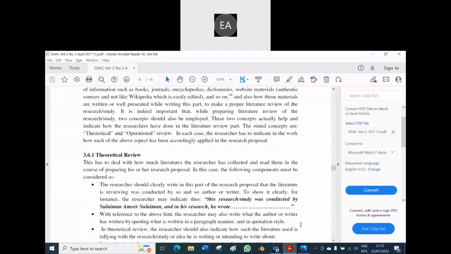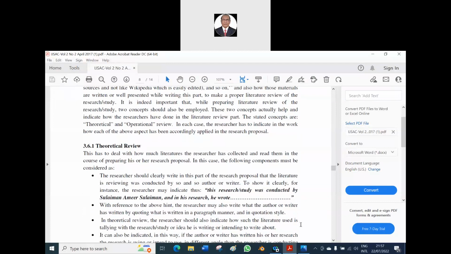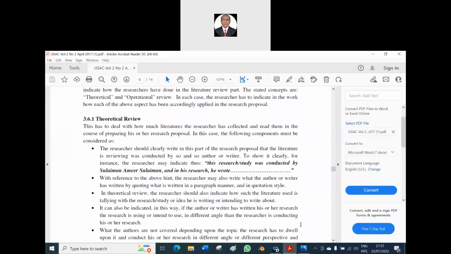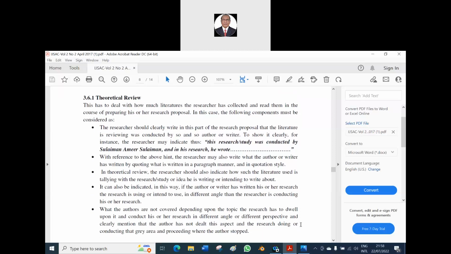So this research study was conducted by Suleiman Amir Suleiman, and in his research, Prof, with reference to the above hint, a researcher may also write what an author or writer has written by quoting what is written, or in paragraph manner in quotation style. In quotation, you cannot change it. The same as it is, you have to write it. In the theoretical review, the ideas the author intended, you have to make very clear. And what you want to show and how you are different from that author, you have to make out. The author did not cover this area, and hence the researcher would like to cover it, and hence the research is taken up. So that idea would come there.